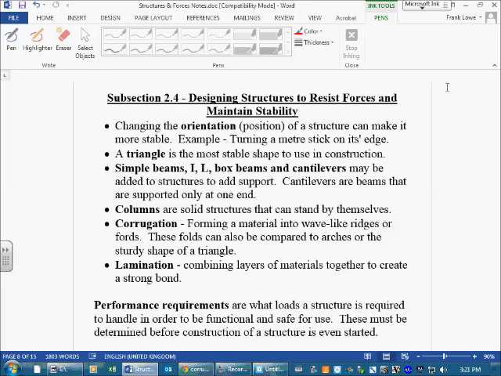So when you change the orientation or position of a structure, it can make it stronger. It can make it more stable as well. And the example that we use in the classroom is a meter stick. So if you take a meter stick and you have it nice and flat, you can bend it pretty easily, right? Because there's only a small amount of material that's supporting it.